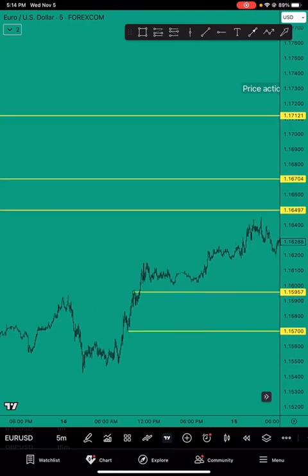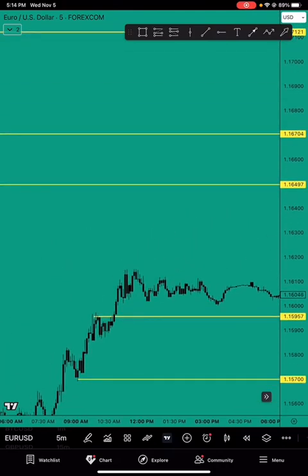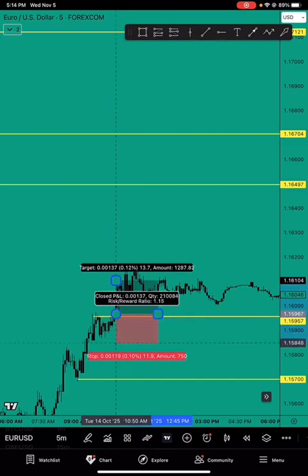So let's just say you would have bought in here. And you can't say, oh, well, this is hindsight. No, this is what actual traders do. They would have bought in at the open of this candle. They would have put their stop loss right about here.